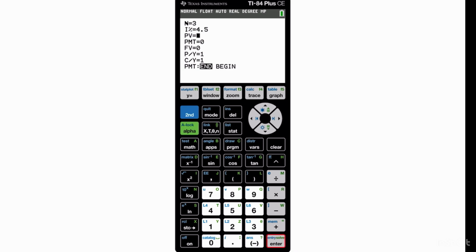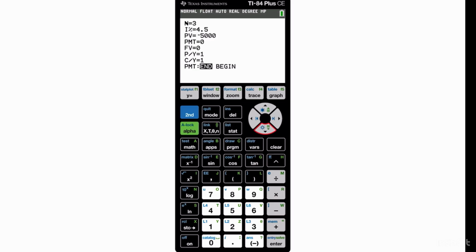Because this money is being invested, whomever created this app thought of it in terms of cash flow. If you are taking your $5,000 and investing it in a bank or some type of institution in order for it to earn interest, then that means that you are out $5,000. So your present value is going to be negative $5,000, and that's just the way the app works, cash flow.